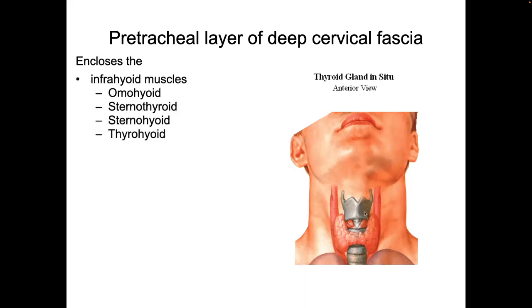We also know that there are certain muscles below the hyoid bone, and these muscles are known as infrahyoid muscles. So the infrahyoid muscles are omohyoid, sternothyroid, sternohyoid and thyrohyoid. So as this fascia goes down from the hyoid bone, it also encloses these muscles along with the thyroid gland.